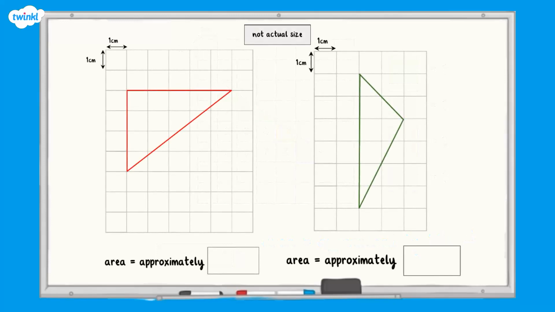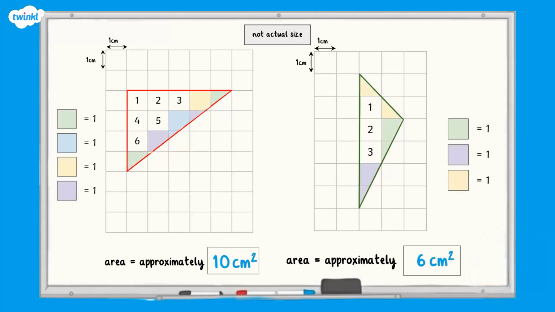Use this method to work out the approximate area of these triangles. The first triangle had an area of approximately 10 centimetres squared, and the second triangle had an area of approximately 6 centimetres squared. Well done if you got that one correct.